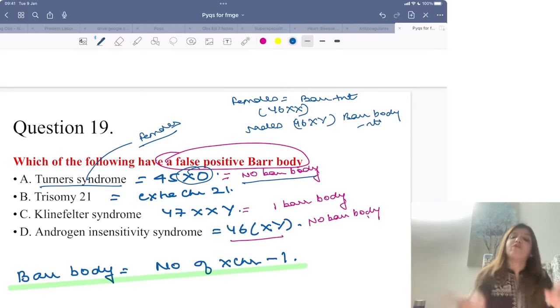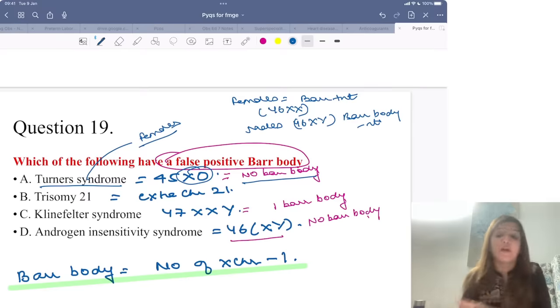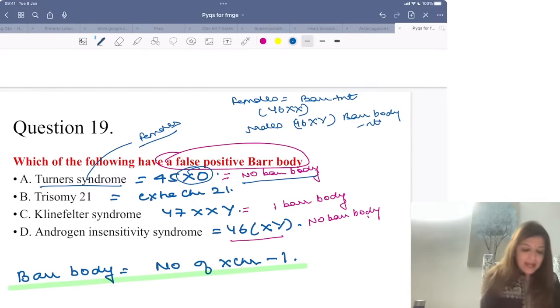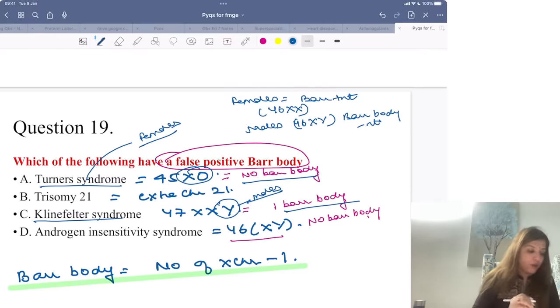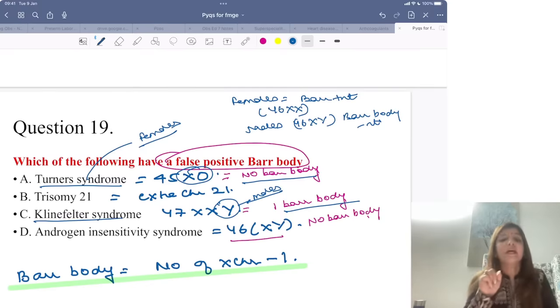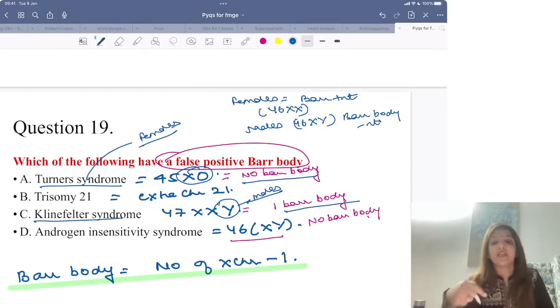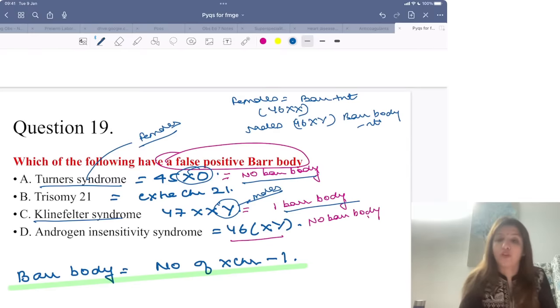Lekin ye Turner's syndrome mein female hone ke baad bhi there is no bar body. Right? Whereas Klinefelter's syndrome mein Y chromosome is present, that means they are males. And even though they are males, still they have one bar body. That is what is false positive bar body. Right? So Klinefelter's syndrome has false positive bar body. In the past three sessions, do baar pucha gaya hai. Ek ye question pucha gaya hai, false positive bar body. And abhi ek aur question aayega on Klinefelter's syndrome. So Klinefelter's syndrome is very, very important for all of you.